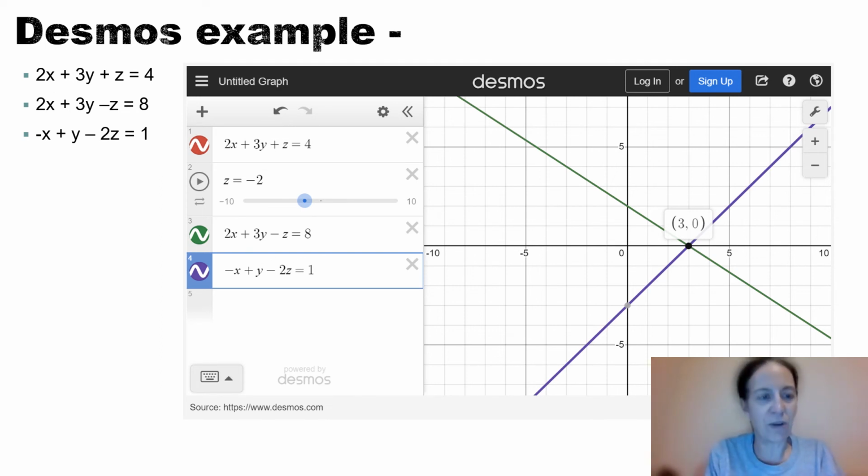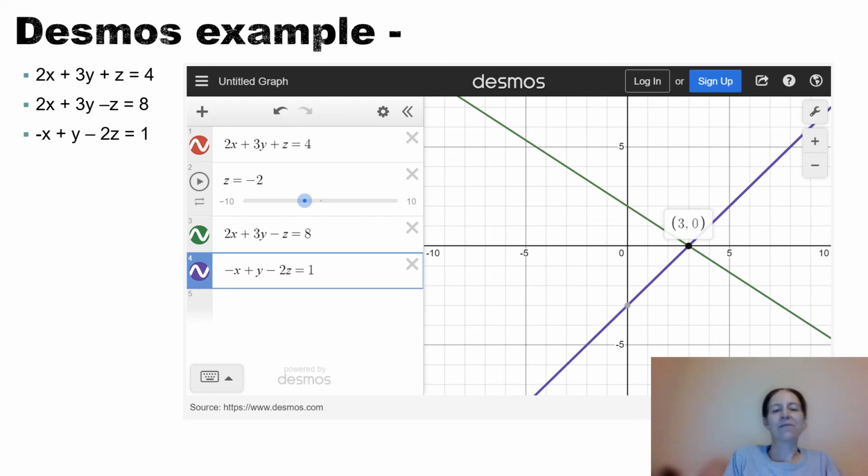Now we're going to type in the second equation: 2x plus 3y minus z equals 8. Notice it doesn't error on me at this point because it's assuming z is equal to 1, because we have that slider there. I could change it. I can move it over here, or over here, and you're just plugging in different things for the z value. All right, and now we're going to graph the third one, which is negative x plus y minus 2z equals 1. Okay, so now we've got all three of the equations on here.